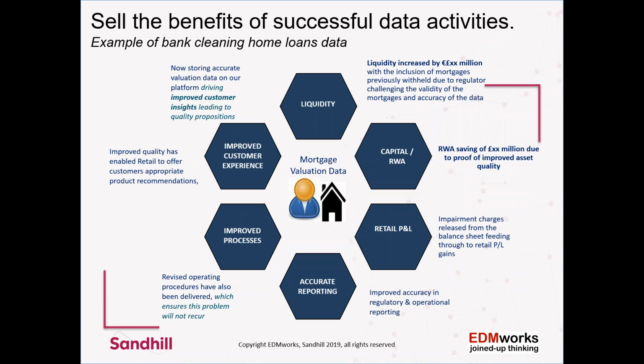The other thing is you must sell the benefits. So when you get a real benefit, then what you want to do is express it again in the terms that management will understand. So this was about cleaning up home loans data. For the management of the organisation, the big wins were the increased liquidity because mortgages that had previously been excluded could now be bought back in. That actually freed up money. It reduced the risk-weighted assets of the organisation to free up more capital.